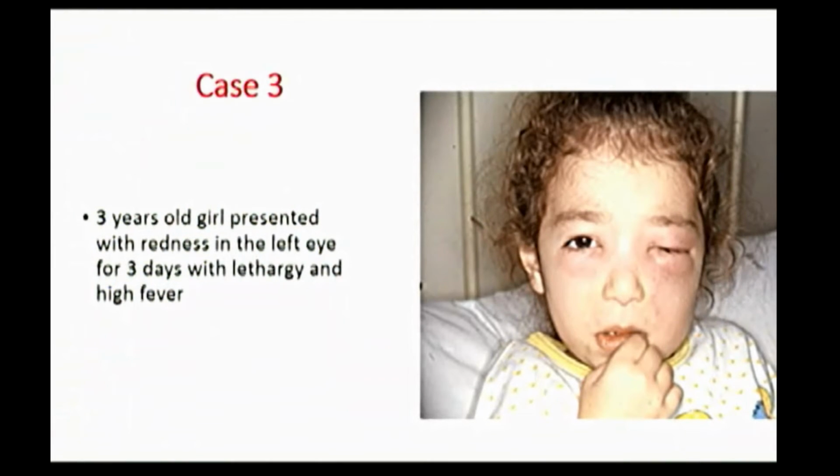Number 2, what are the questions in the history that you want to ask that might help you to get to the diagnosis? What would you ask the parents, so that you can get the diagnosis without any lab tests? Relevant points in the history.